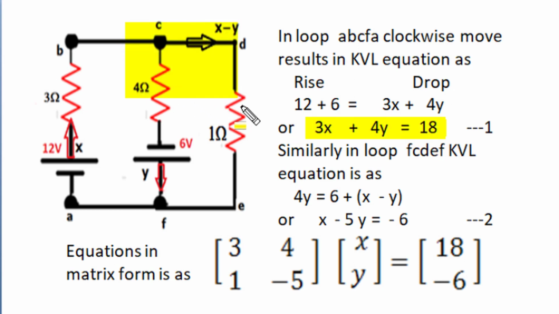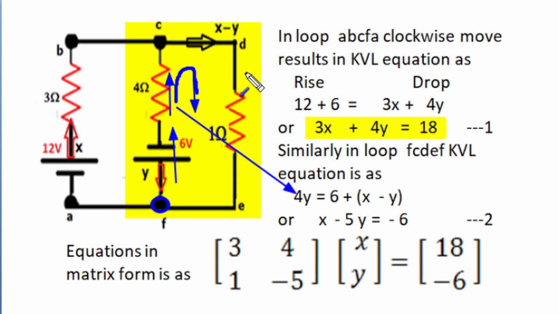Similarly, in the second loop, again we start our travel from the left bottom node F and travel in the clockwise direction. So in our travel F, C, D, E, A, F, when we cross 6 volt, it is high to low, a 6 volt drop. So on the drop side, we will place 6. Now in 4 ohm, we are moving against the current, so it's a 4y rise. And in 1 ohm, we are moving in the direction of the X minus Y current, so it's a drop of 1 times X minus Y. So total drop becomes equal to total rise. And our journey is completed when we come back to the starting node position once again.